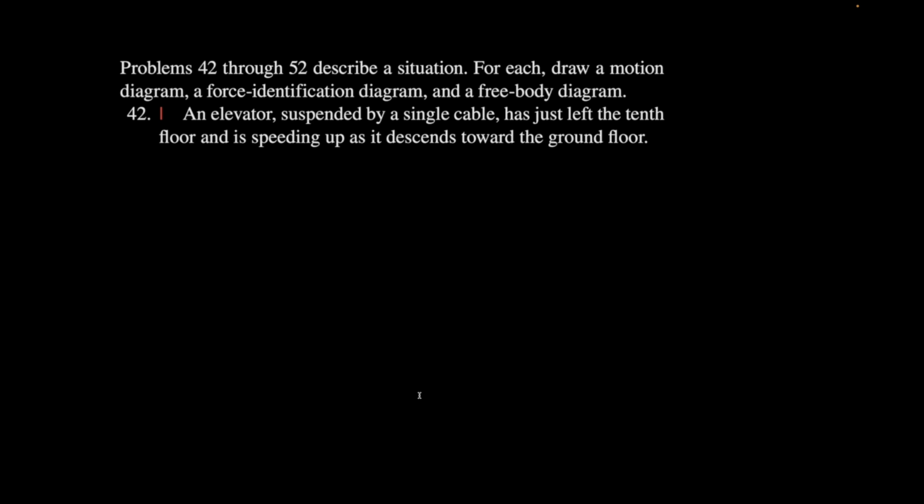The description says it has just left the 10th floor and is speeding up as it's descending toward the ground floor. That means it's speeding up downwards, which means that force of gravity. So if I were to draw a free body diagram, I'm just going to represent the elevator as a dot. So that dot experiences a downward force that is greater than the upward force. So force of gravity, I'm going to represent like so.